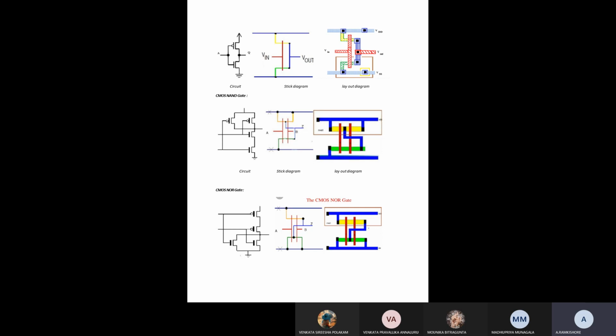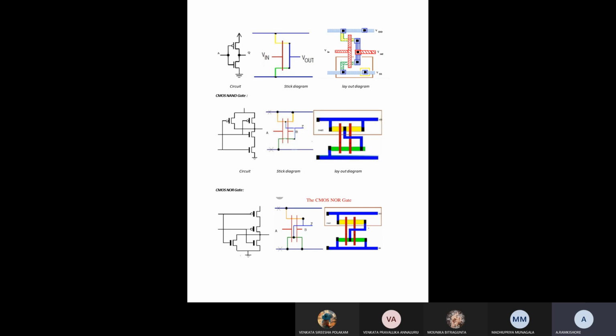So in today's class, we will see different examples of stick diagrams, and how to draw a stick diagram under CMOS technology. In the last class we saw the CMOS inverter, but I will explain it one more time, because these stick diagrams and layout diagrams are very important.